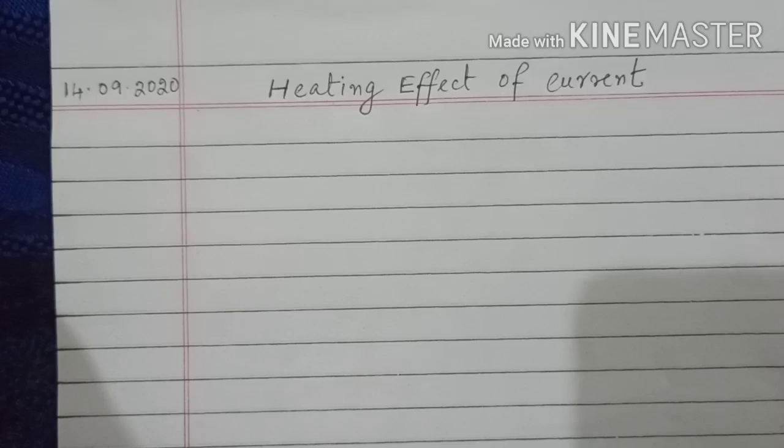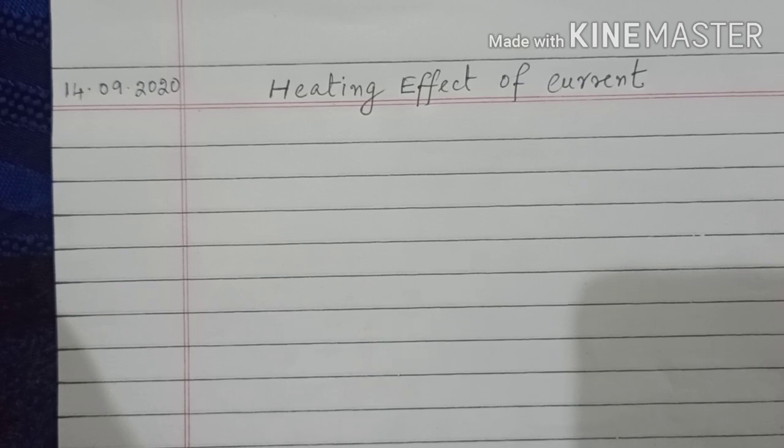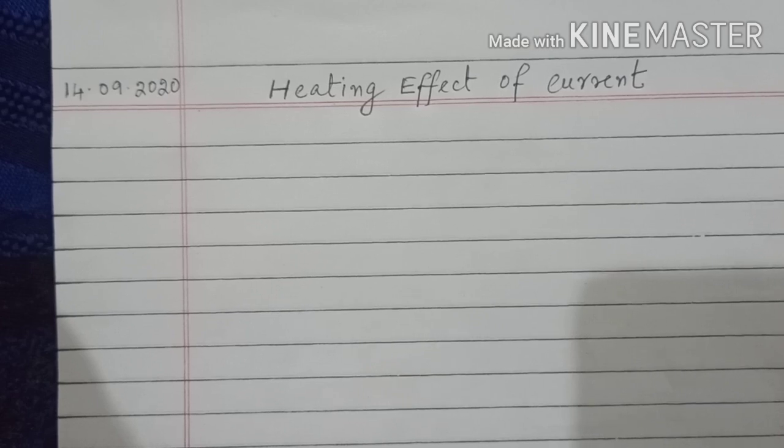We are going to discuss the last topic of the chapter current electricity, that is heating effect of current. Already you have studied this topic in class 10. As we have discussed certain effects like chemical effects, then magnetic effect of electric current, this is heating effect of electric current.